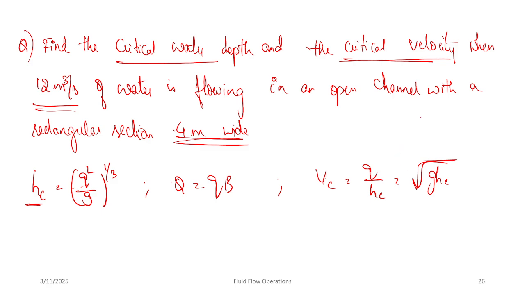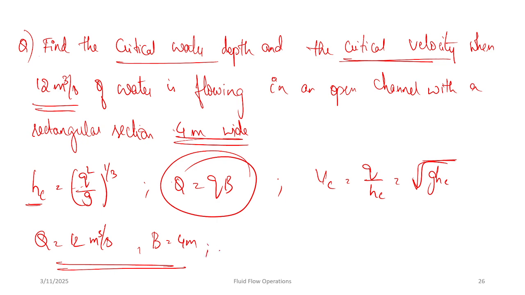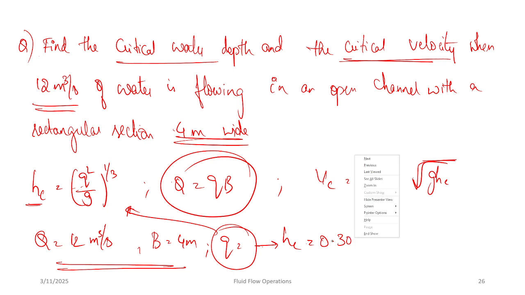Okay, so we have all the values. So Q is given as 12 meter cube per second. B is given, that is 4 meters. So if you substitute these values in this equation, we'll be getting value of q. If you substitute the value of q in this equation, we'll be getting value of Hc. So that should be around 0.305 meters.